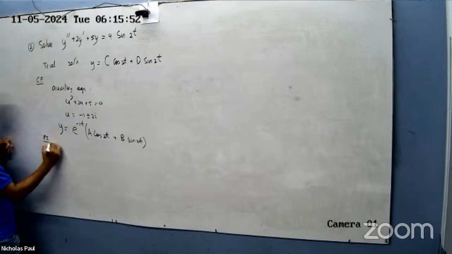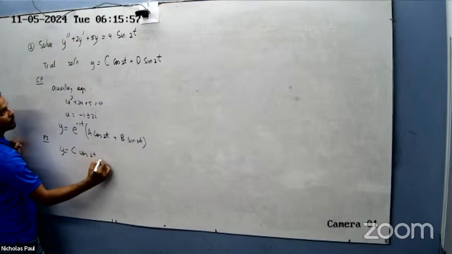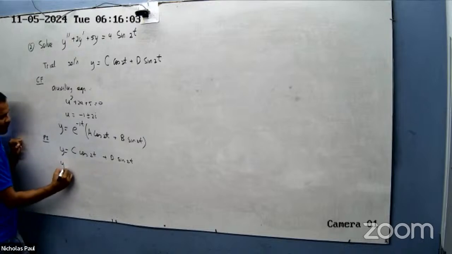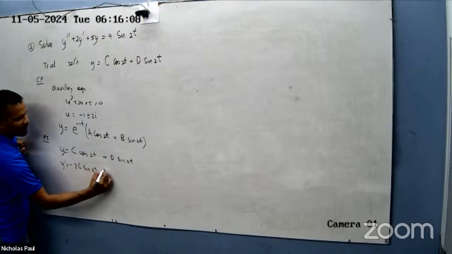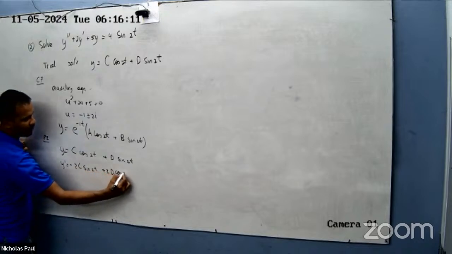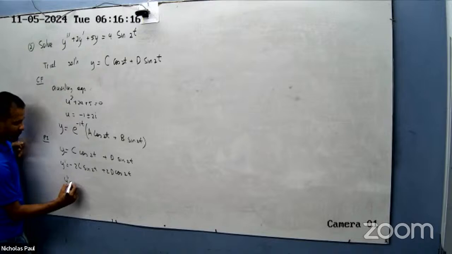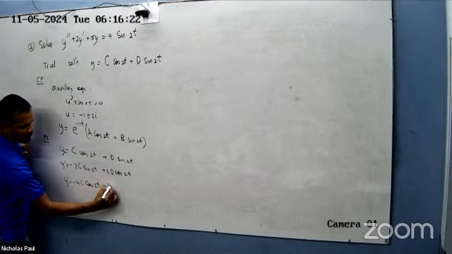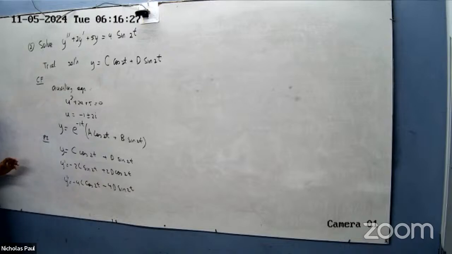Next, particular integral. They gave us a trial solution of c cos 2t plus d sine 2t. So first differential, that'll be minus 2c sine 2t plus 2d cos 2t. Y double prime will be minus 4c cos 2t minus 4d sine 2t. Right. Problem is we had to put that in there and then simplify it out.